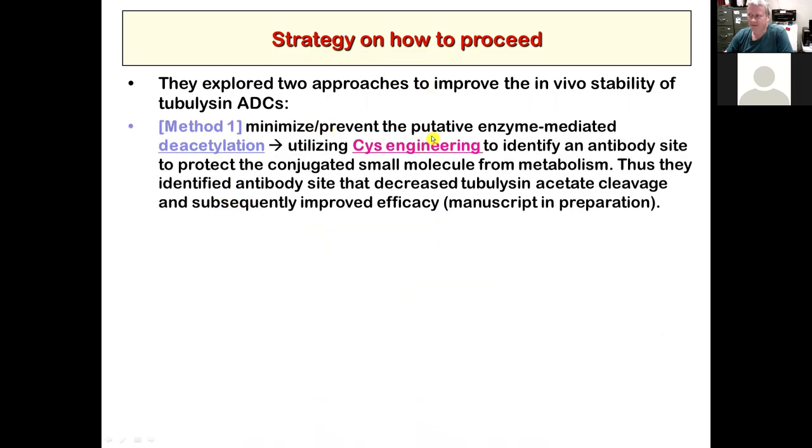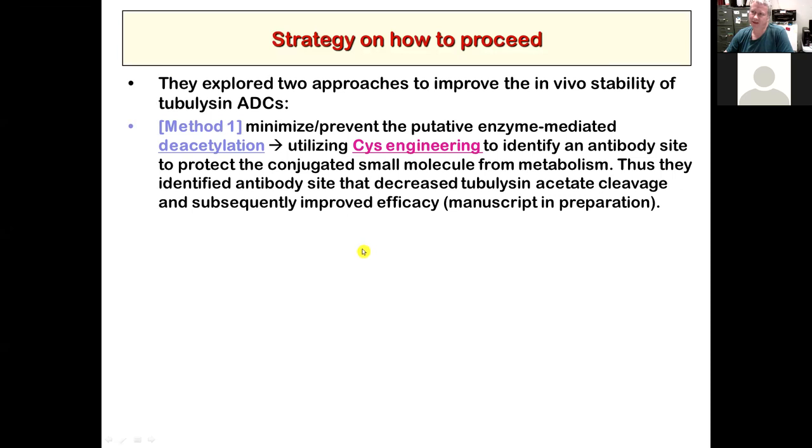Method one, minimize and prevent the putative enzyme-mediated deacetylation. And their idea is, they have a whole army of people that engineer antibody linkages. So utilize cysteine engineering to identify an antibody site to protect the conjugated small molecule from metabolism. So maybe like change where the antibody's linked or something like that. Thus, they identified an antibody site that decreased tubulysin acetate cleavage and subsequently improved efficacy. It sounds like they actually did this, and at least at that time, the paper was in preparation. I haven't checked that. Maybe this is published now. The idea of just, change the antibody.